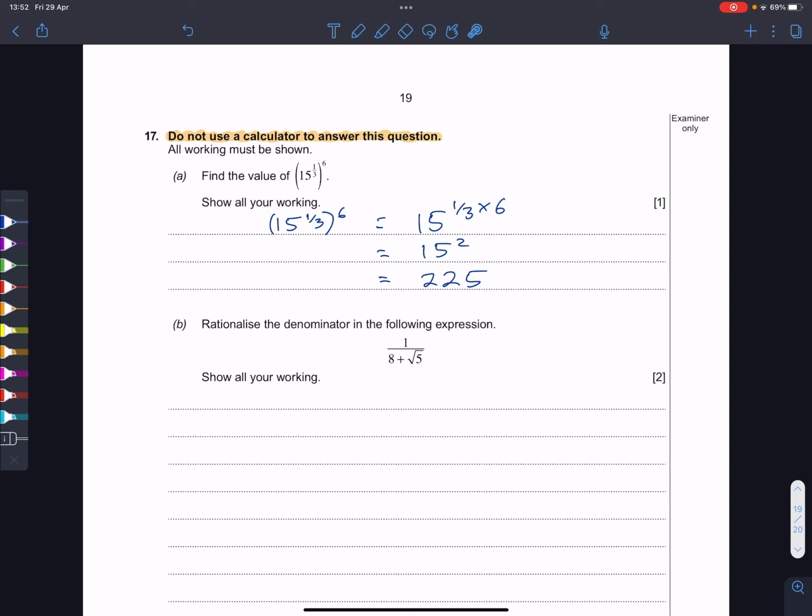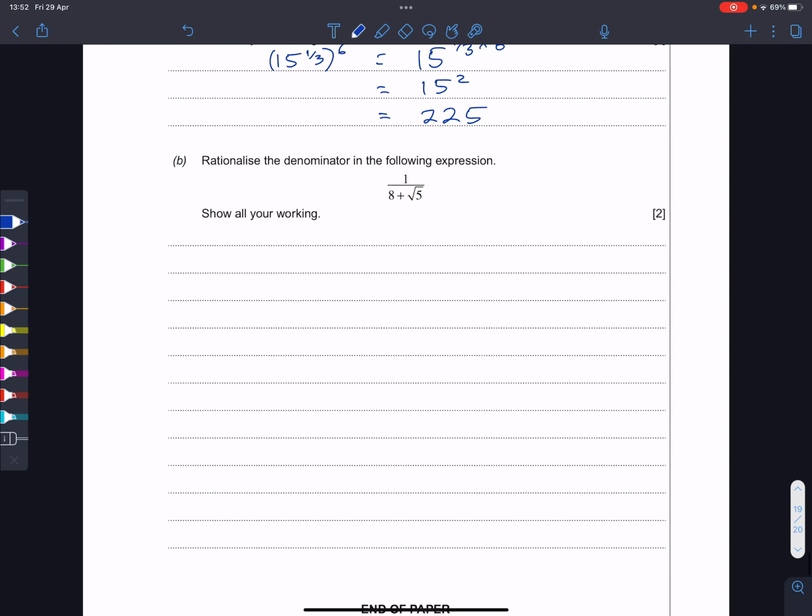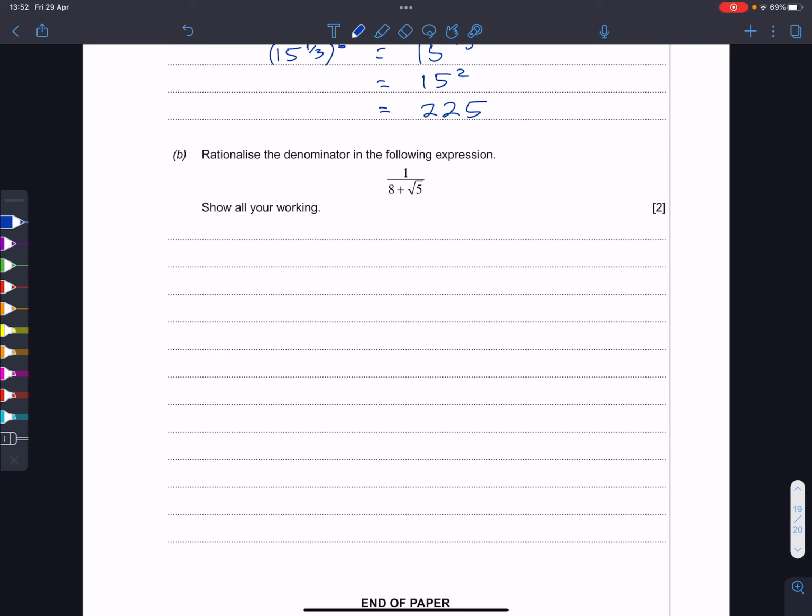Okay, second one, rationalizing. When it's talking about rationalizing, it means I don't want a surd on the bottom, so 8 plus root 5. That's what we need to get rid of, and we do that by multiplying top and bottom by the conjugate, which is 8 minus root 5. We just change the sign in between them.